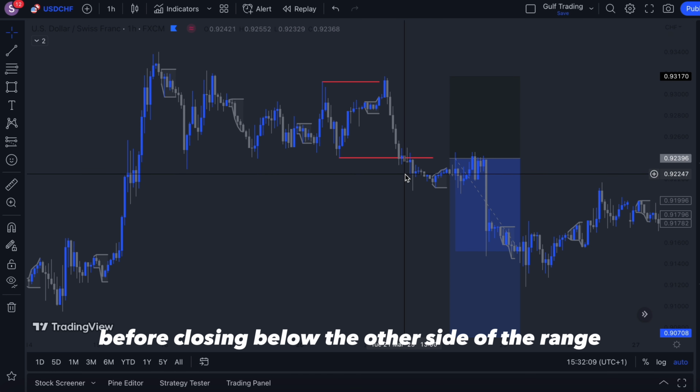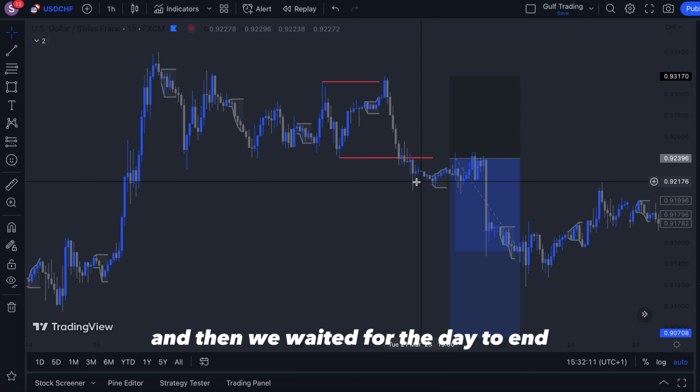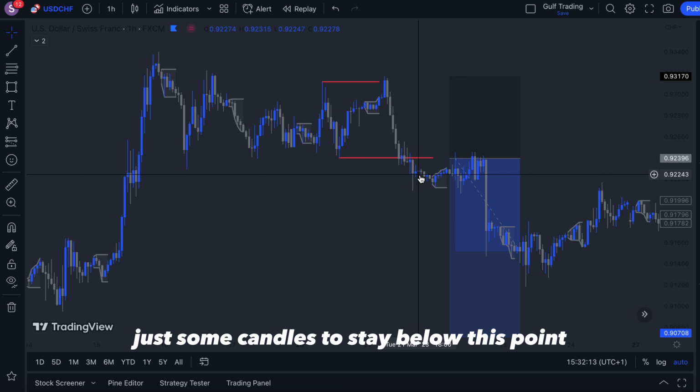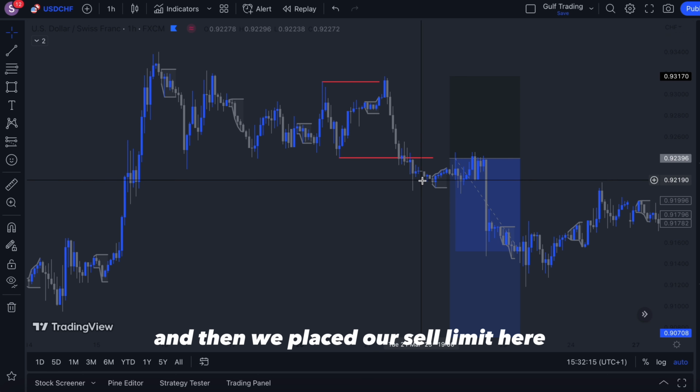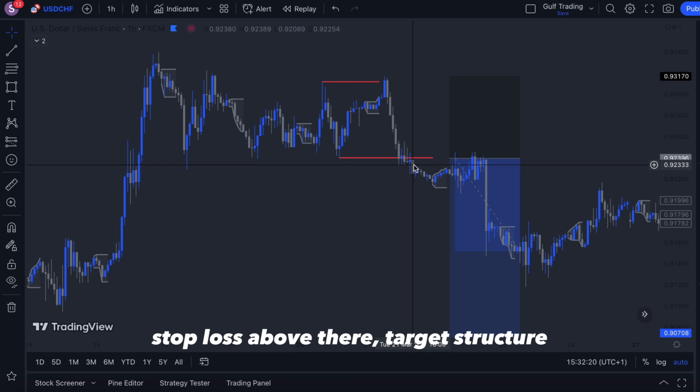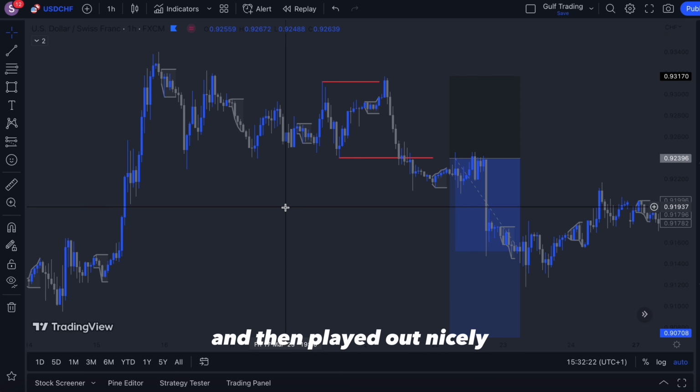So then just to recap this trade, we got a range, we got liquidity break above here before closing below the other side of the range, and then we waited for the day to end, in this case, just for some candles to stay below this point, and then we placed our sell limit here, stop loss above the targeted structure, and it triggered and then played out nicely.